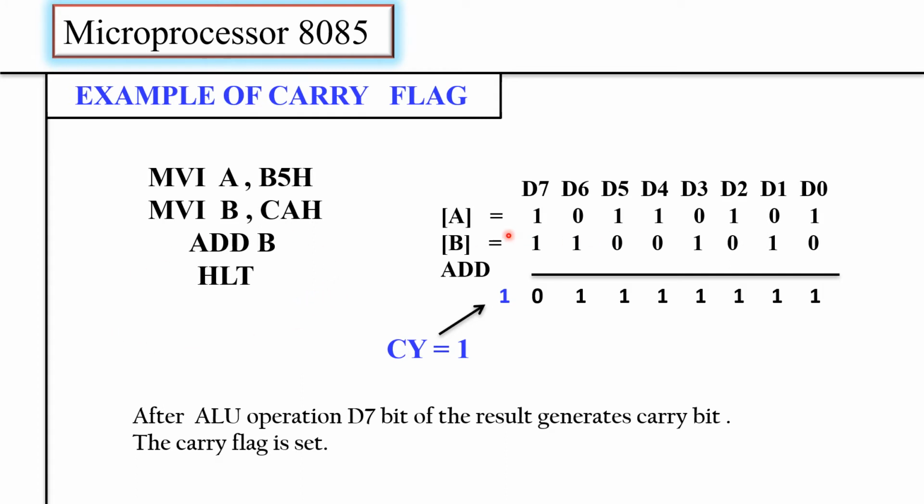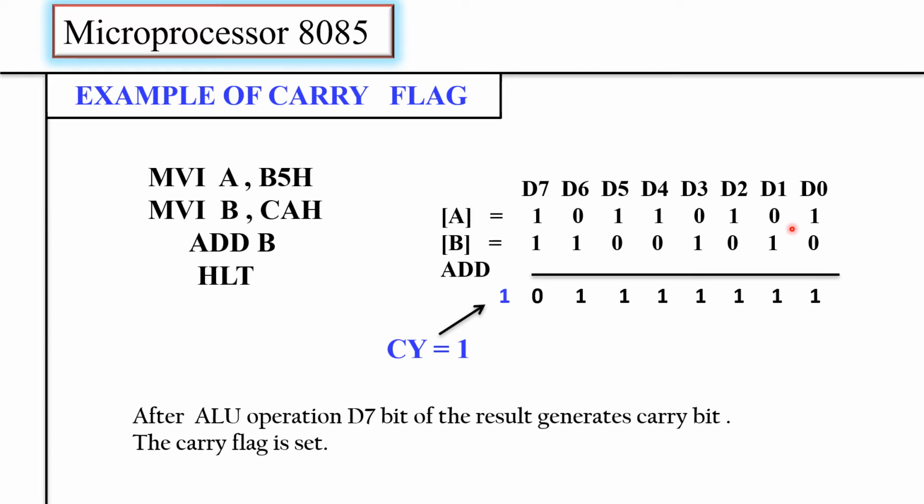Now let us understand. Here the addition takes place in the binary number system. So the hexadecimal number system is converted into the binary number system internally. Here D0 is the least significant bit and D7 is the most significant bit. So accumulator A contains B5. We'll convert this B5 hexadecimal into binary. You have done in 11th standard the conversion of one number system to another number system. B in decimal is nothing but 11. So in binary it is 1011.